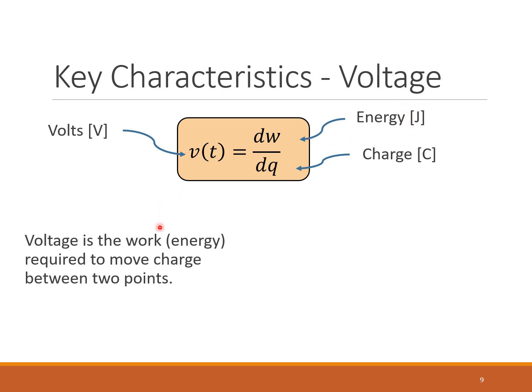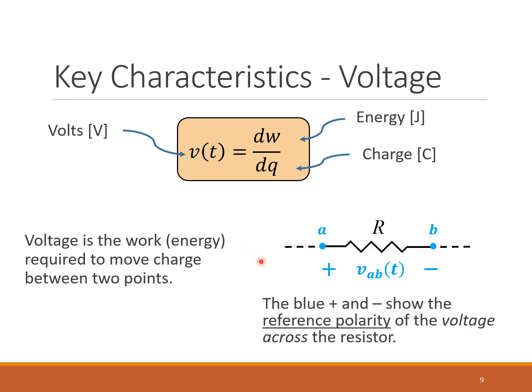By definition, there's not as intuitive an illustration, but voltage is the work or energy required to move a charge between two points. So if we go back to our simple resistor, we can say we have two ends, A and B. Then we would have some voltage across that resistor in a circuit, and we would have a positive polarity, in this case I've drawn it at A, and a negative polarity, in this case I've drawn it at B. So this blue plus and minus gives us our reference polarity of the voltage across the resistor.